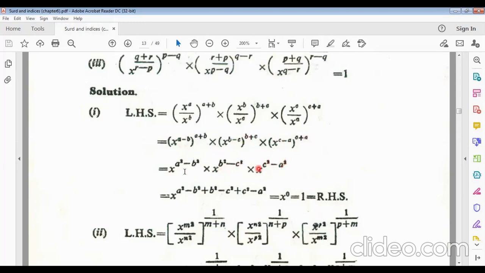Here these three bases are the same, so the powers will be added: a square minus b square plus b square minus c square plus c square minus a square. A square cancels, b square cancels, c square cancels, so you get only x to the power 0. X to the power 0 means 1, and this is the right hand side.